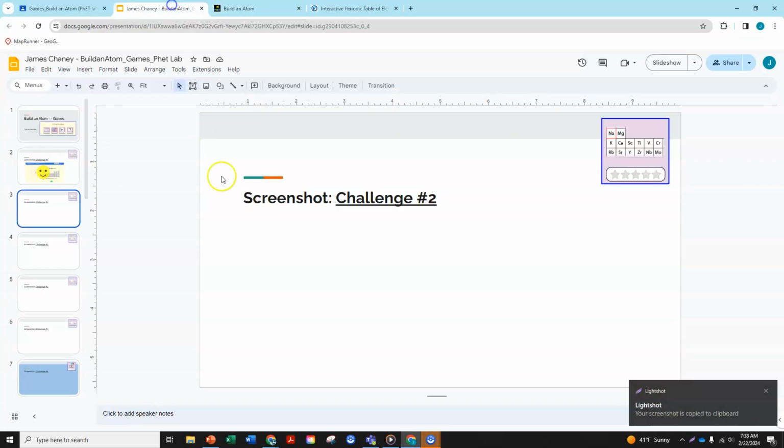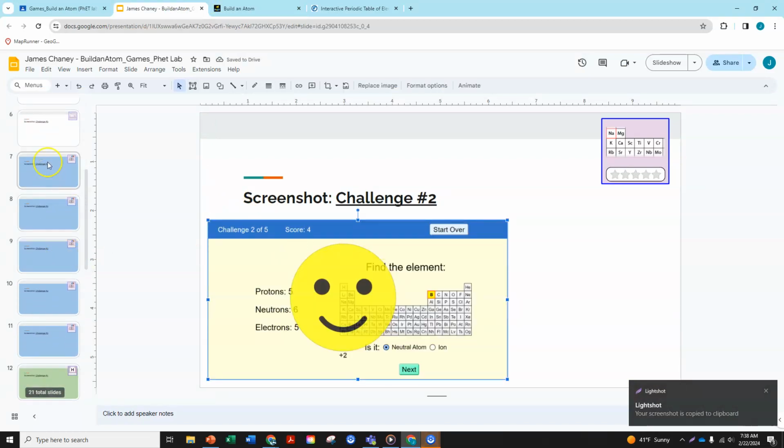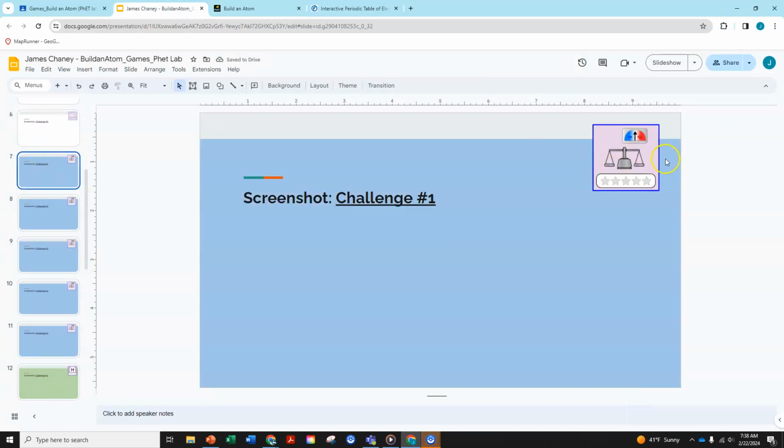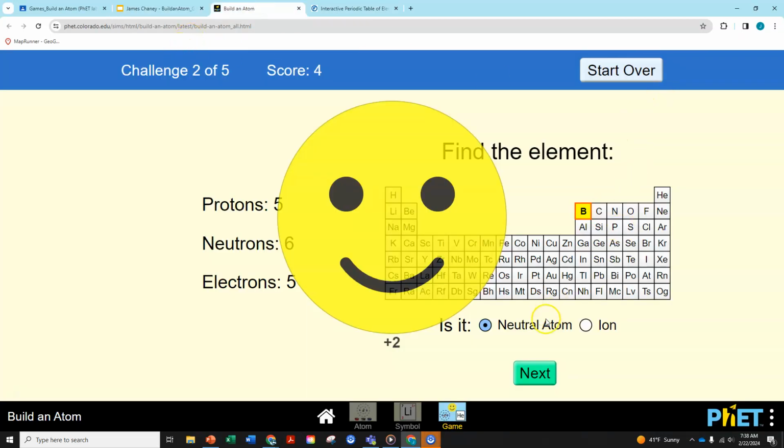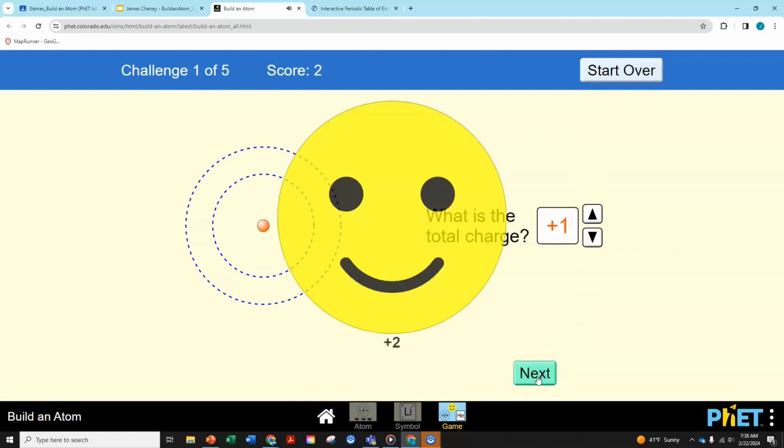So copy and paste. Okay, the next type of game is these right here. So the blue slides, and this is the type of game right here, so we'll go to that. So I'm going to go games, let's see, start over, go here, and these are asking for numbers. So what is the total charge is this one. So since there's 1 proton and nothing else, we know that protons are a positive charge. We're going to go +1, and that's going to be the correct answer.